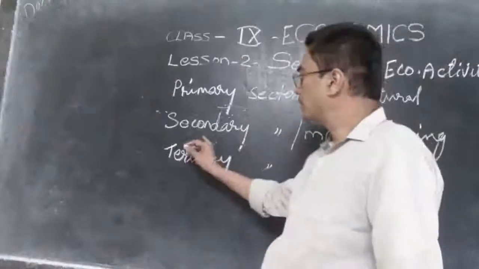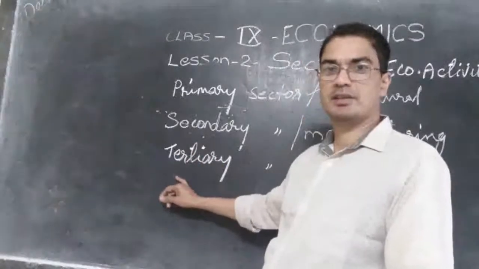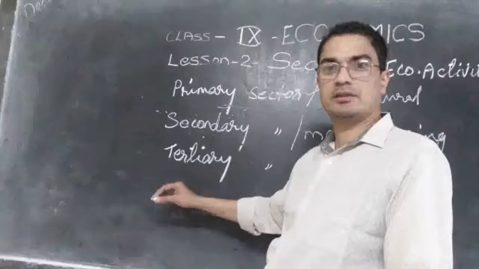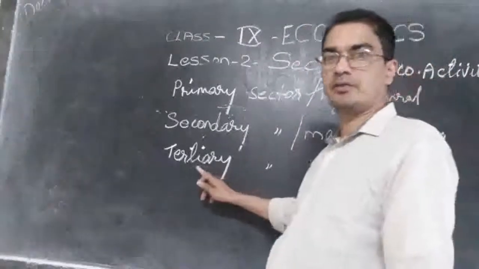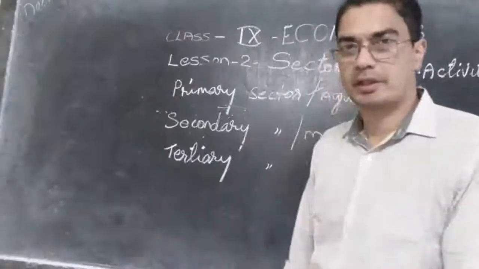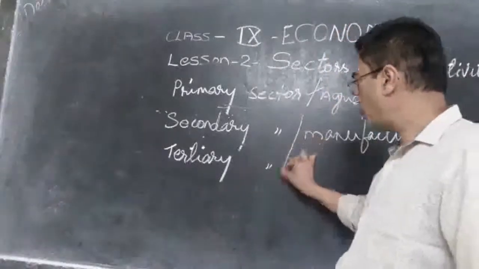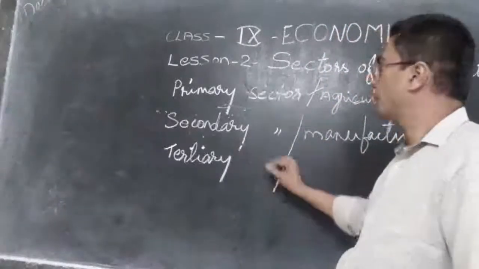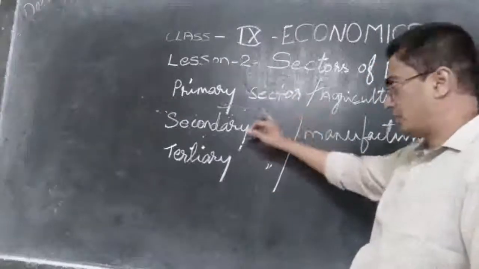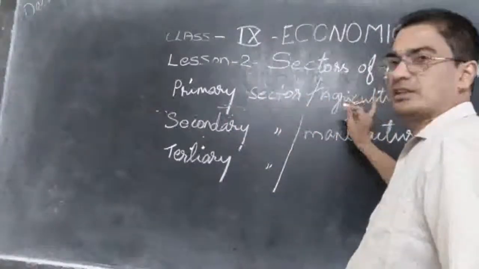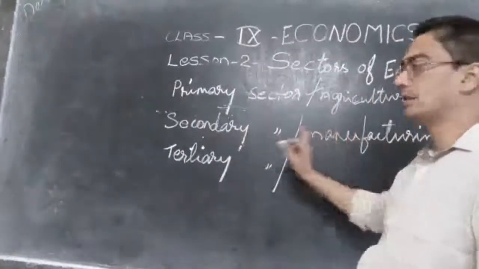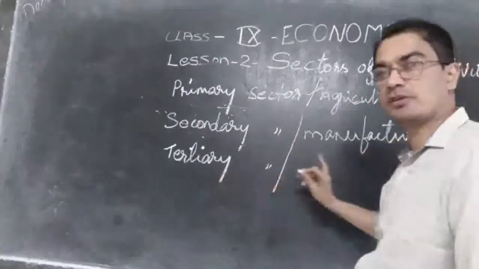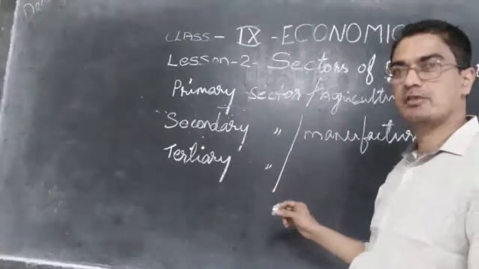Now let us come to the third sector, that is called the tertiary sector. We have to pronounce it as tertiary. This also has one more name. Everyone has two names: primary sector or agriculture sector, secondary sector or manufacturing sector, and tertiary sector, whose other name is service sector.